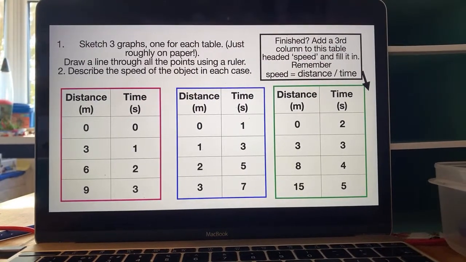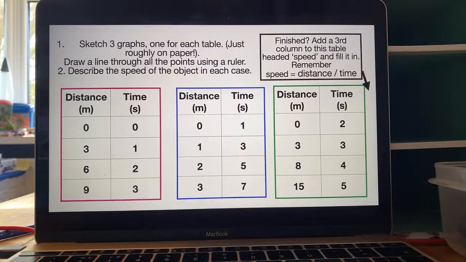What I've done is I've got 3 tables, 3 distance time tables. What I want you to do is roughly sketch a distance time graph for each one. If you have been to my website, then you might have got the printouts for this lesson, and I gave you the axes, which is pretty good of me. If you haven't got the printouts, don't worry about it at all. Just roughly sketch it. I mean, using a ruler might be a good idea, but it doesn't really matter. I just want you to try and get a feel for the shape of each of these graphs, okay?